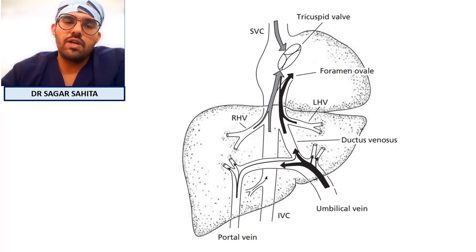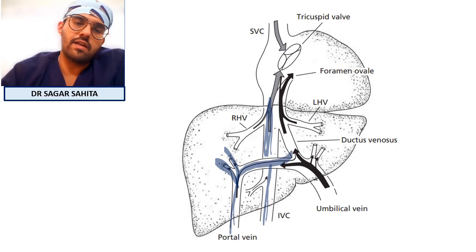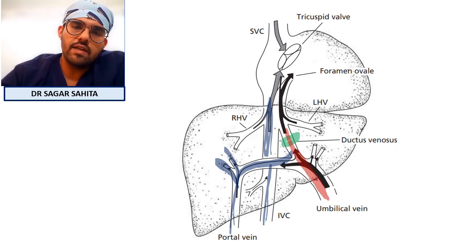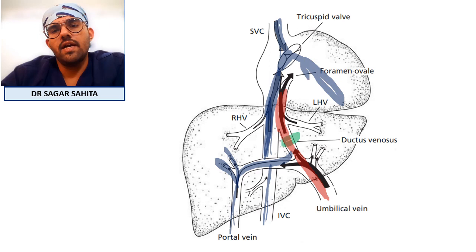If you see, the portal vein and the IVC have deoxygenated blood. The portal vein blood goes to the right lobe of the liver, and some of it joins the ductus venosus. Through the ductus venosus, the oxygenated blood from the umbilical vein enters the IVC. As I said before, these two streams are separate. The IVC deoxygenated blood joins the SVC deoxygenated blood and through the tricuspid valve enters the right ventricle.